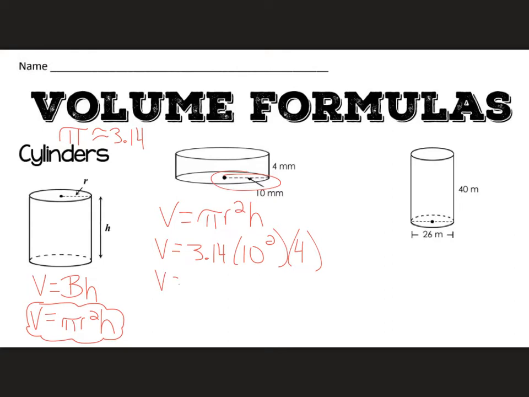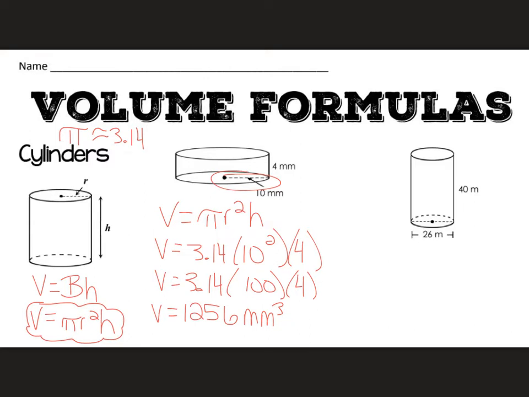And now it's just a matter of calculator work. 3.14 times 10 squared is 100 times 4. You could actually, in our calculators, just type all that in at one time. So 3.14 times 100 times 4 is 1,256, and volume is cubic units because you're finding how many cubes you could fit inside that 3D figure, okay?